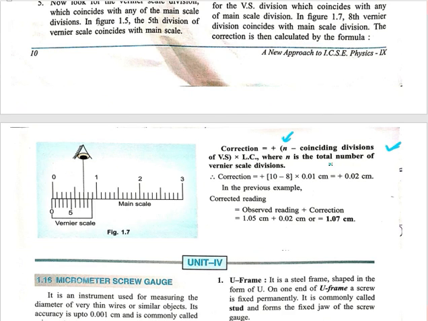Now you can see what n is. n is the total number of vernier scale divisions. If you see, the total number of vernier scale divisions is 10. So in this way we can do it. Fine. Next we will move to our micrometer screw gauge.